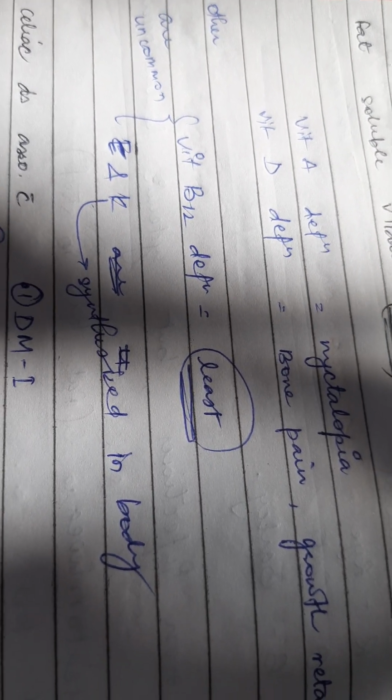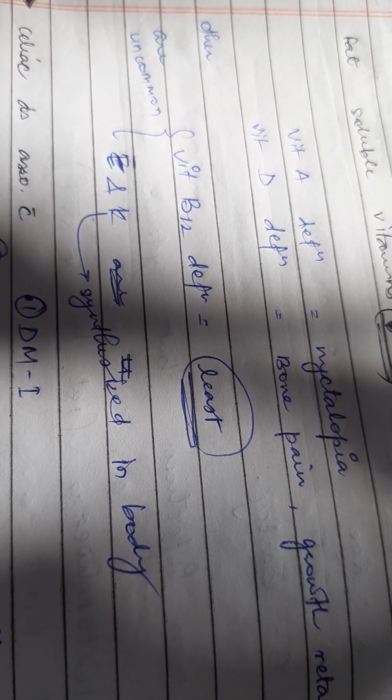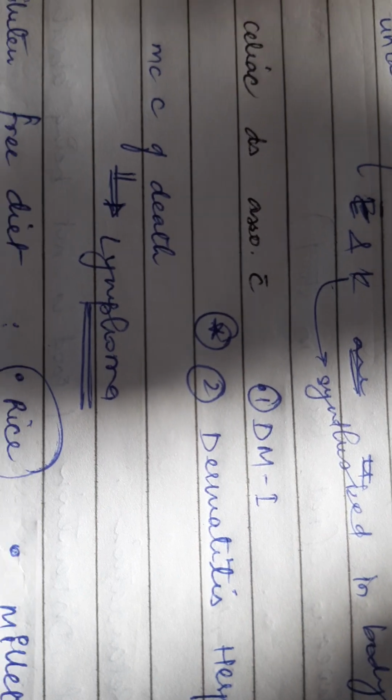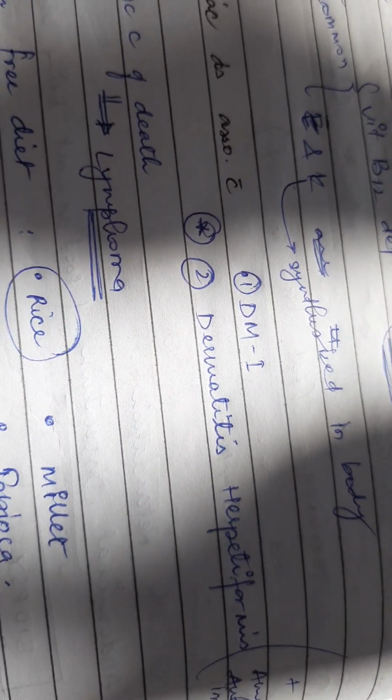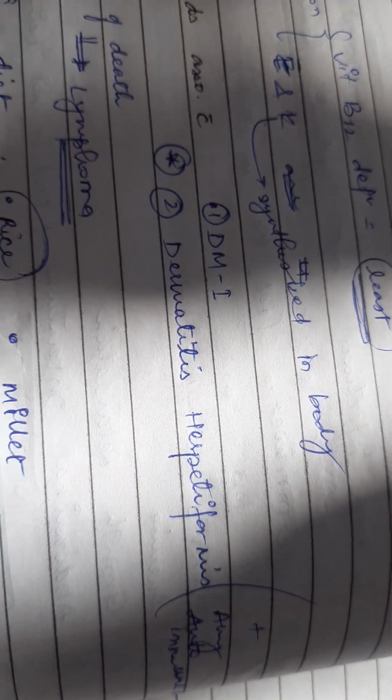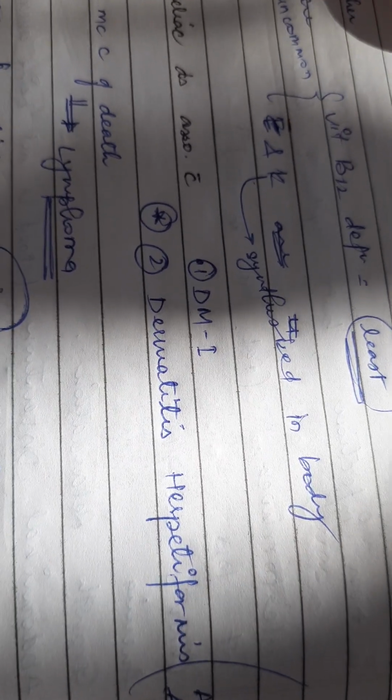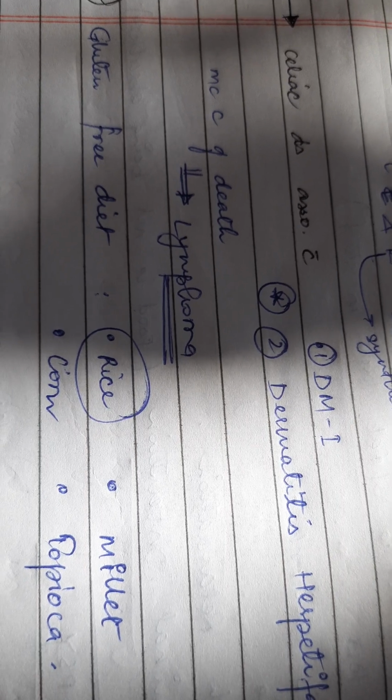Others are uncommon, like E and K, because K is less commonly deficient as it is synthesized in the body. And celiac disease is associated with diabetes mellitus, dermatitis herpetiformis, and other autoimmunities. We all know that any autoimmune disease is also associated with other autoimmune diseases. So here, any autoimmune disease can occur.